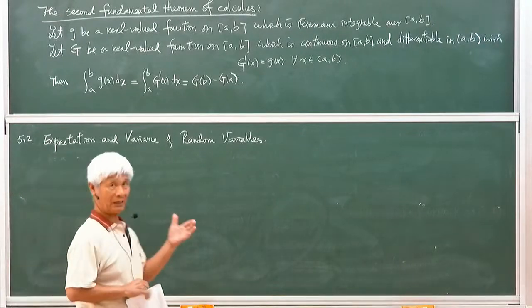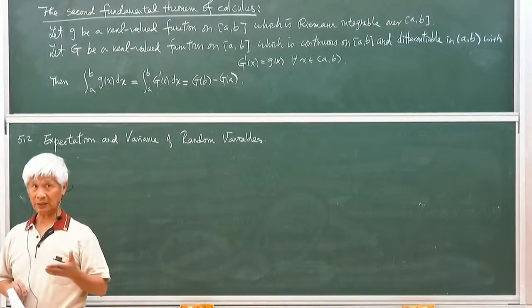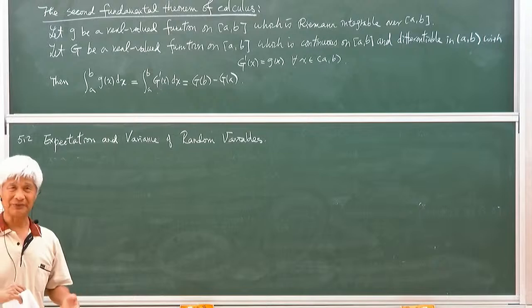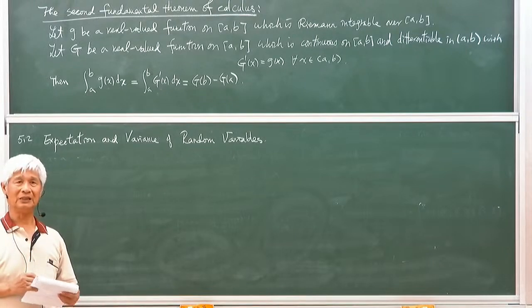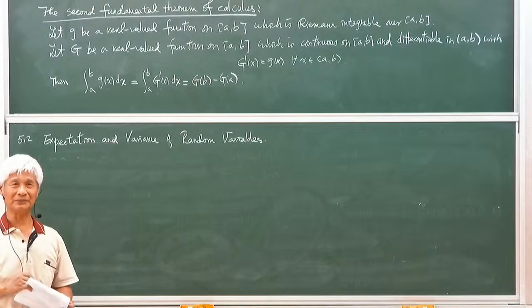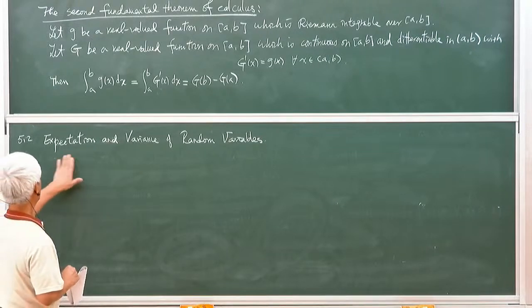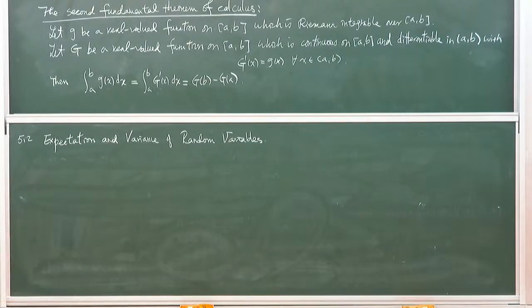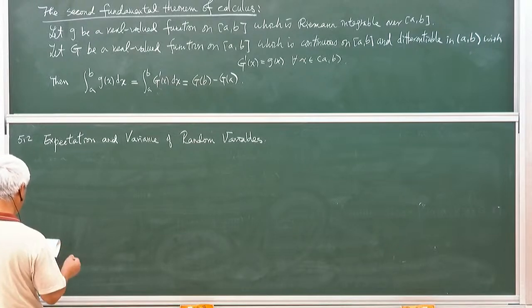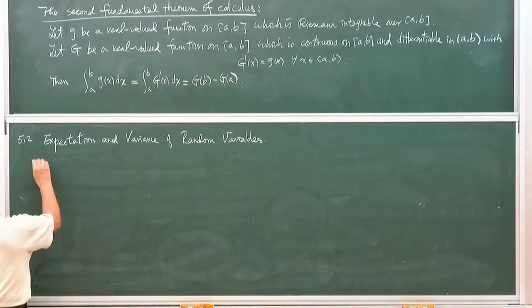But how about a general random variable? Not just discrete, but arbitrary, including continuous random variables, or neither discrete nor continuous. It's just an arbitrary random variable. So we have to answer that question. But before we state some results, we'll review something.